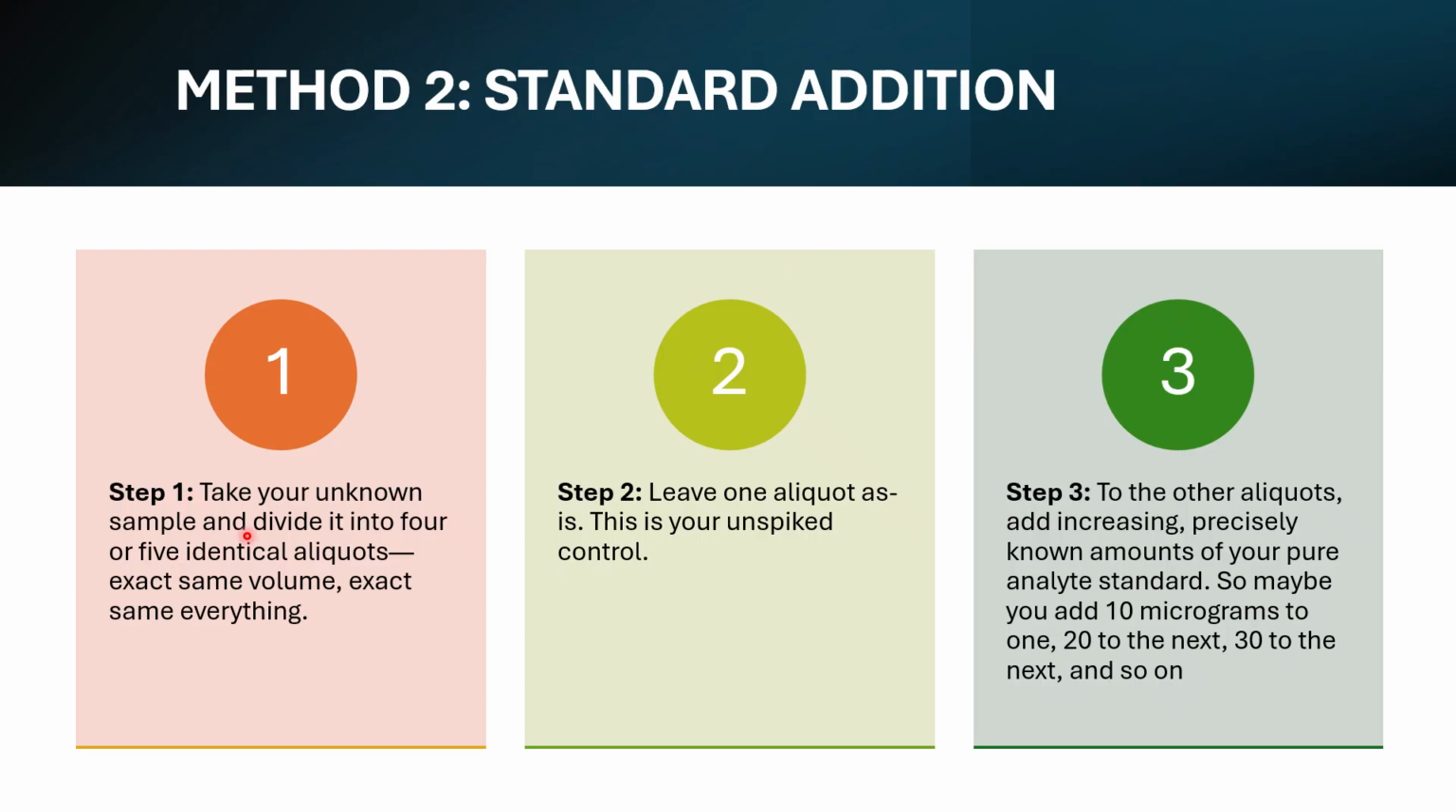So in step 1, you take your unknown sample and divide it into 4 or 5 identical aliquots. Exact same volume, exact same everything. Leave one aliquot as is. This is your unspiked control. In step 3, to the other aliquots, add increasing precisely known amounts of your pure analytical standard. So maybe you add 10 micrograms to one, 20 to the next, 30 to the next, and so on.